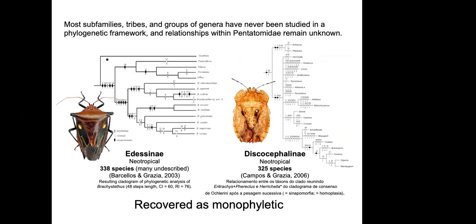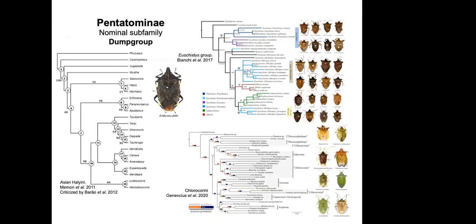Some of the groups within the Pentatomidae, however, have obtained phylogenies of their own. As in the case of the Asopinae and the Discocephalinae, they both were recovered as monophyletic, and the internal relationships were recovered too. The same happens to some of the groups within the subfamily Pentatominae, which is currently a dump group in the pentatomids, the nominal subfamily. And this is the case of some of the Asian Aeliini, the Euschistus group, or more recently, the Chlorocorini.